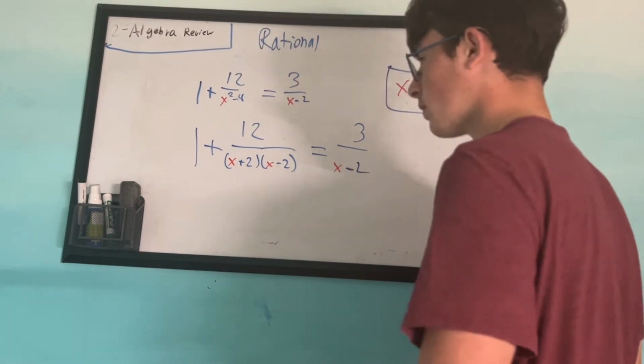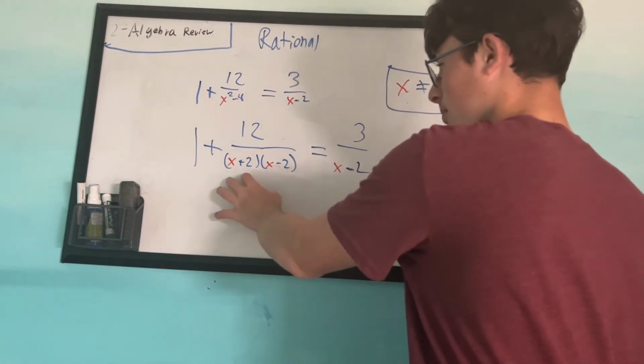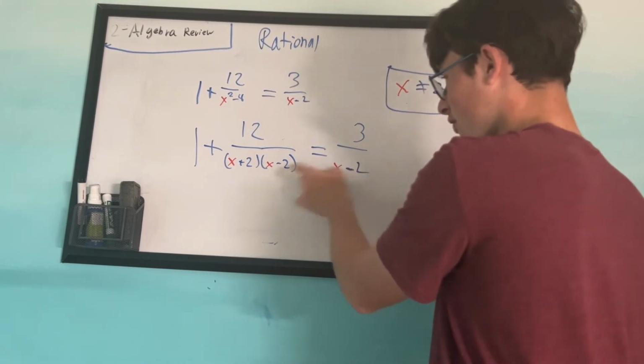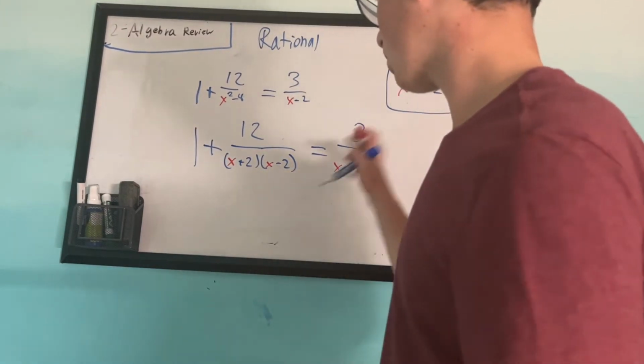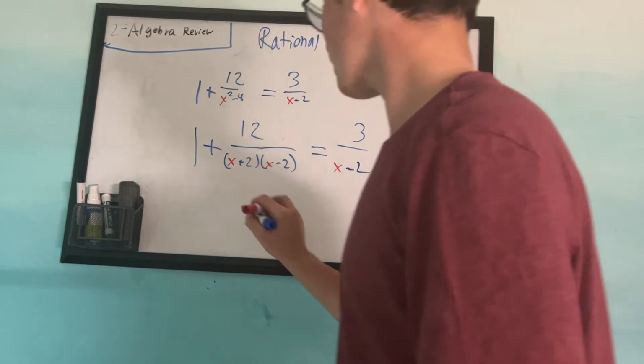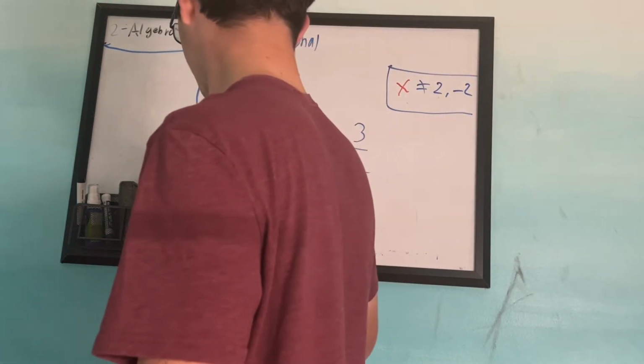And so then what we can do is find the least common multiple of all the denominators. In this case, it's going to be x plus 2, x minus 2, because this is a factor of that. And multiply the entire equation by that, so we don't have any denominators.